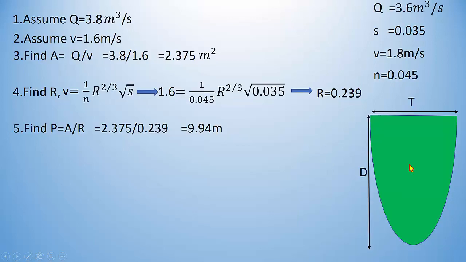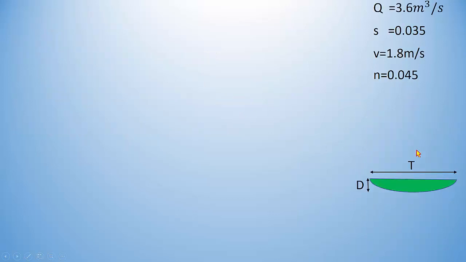I need to say that the parabolic grassland waterway is not in the shape given here. The depth should be smaller than the top width. I have only shown this to illustrate that it is parabolic in shape, but in actual the shape is like this. The depth is quite smaller than the top width.